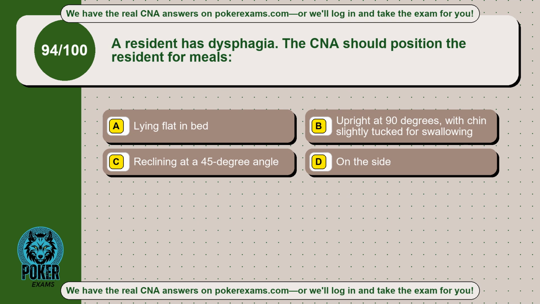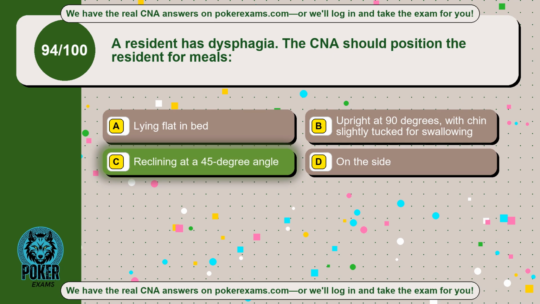Question 94. A resident has dysphagia. The CNA should position the resident for meals. Option A, lying flat in bed. Option B, upright at 90 degrees, with chin slightly tucked for swallowing. Option C, reclining at a 45-degree angle. Option D, on the side.